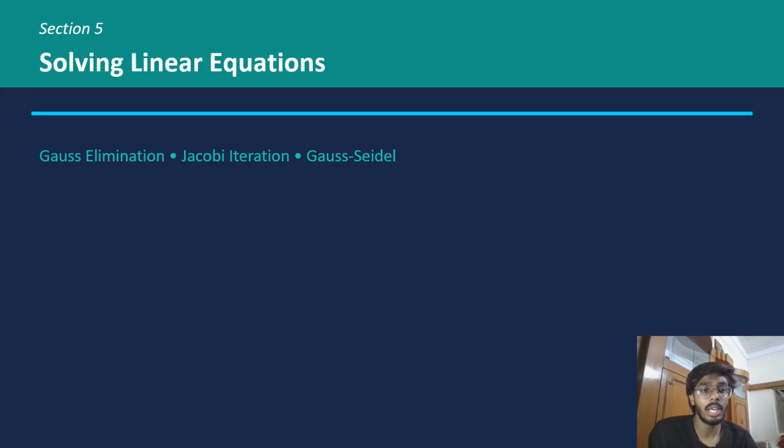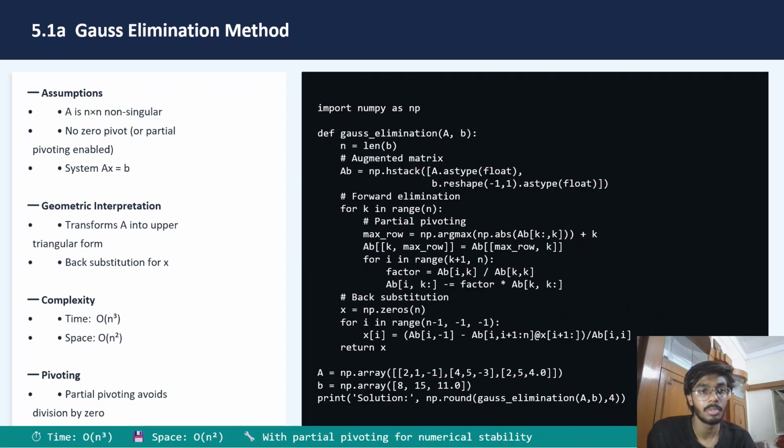In the fifth section, we have to solve a system of linear equations with three given methods, which are Gauss elimination, Jacobi iteration, and Gauss-Seidel method. Let's start with the Gauss elimination method.